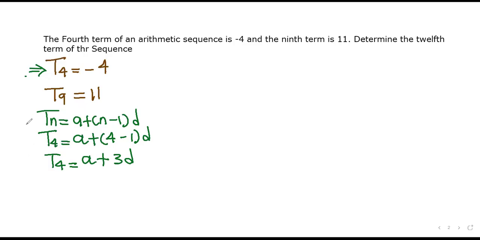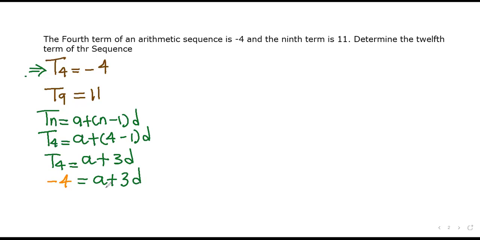Our T4 is always going to be associated with A plus 3D, right? And remember, they gave you that T4 is equal to -4. So in place of T4, you put that -4, just like that, and then you continue to say it's equal to A plus 3D.